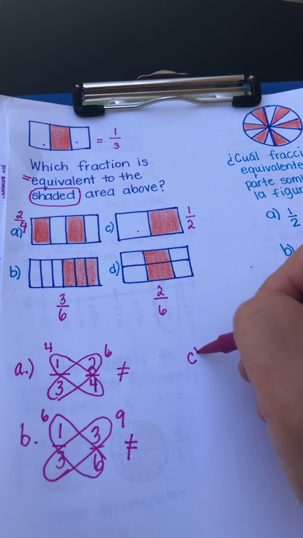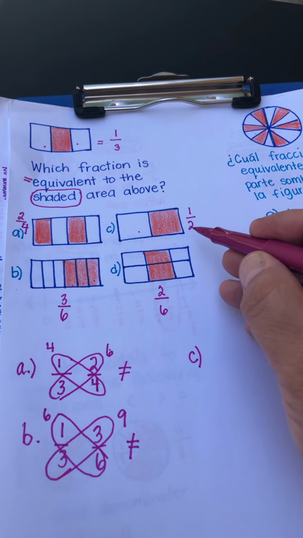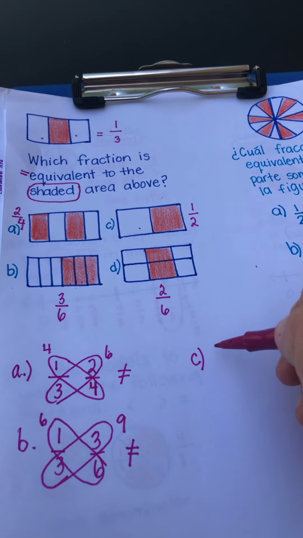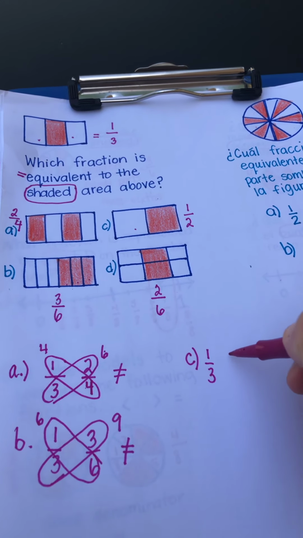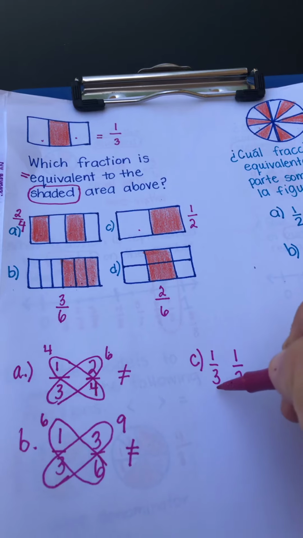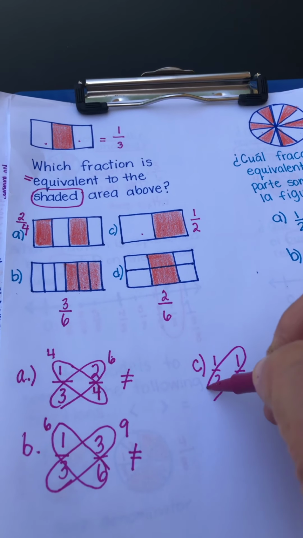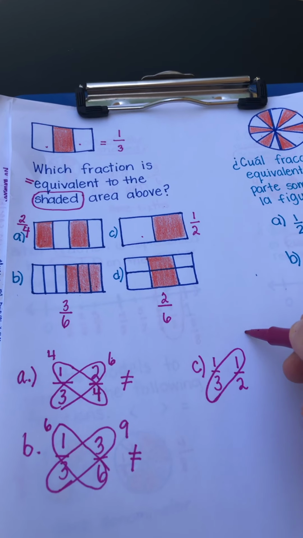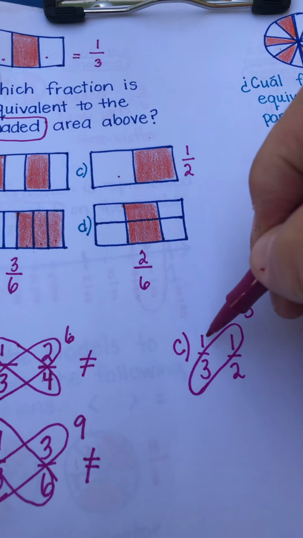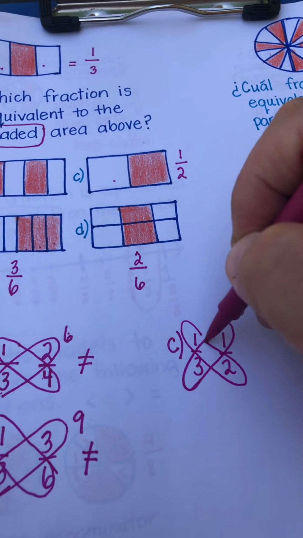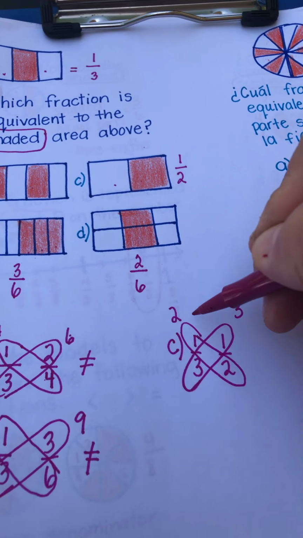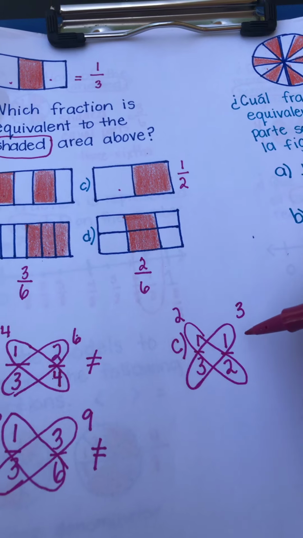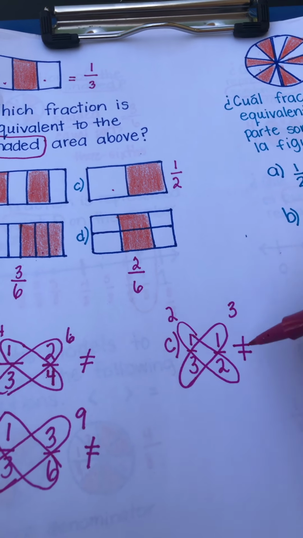So now let's try C. For C, I have 1/2. So I'm going to compare 1/3 to 1/2 and do the butterfly method. 3 times 1 is 3. 1 times 2 is 2. Is my 2 equal to 3? No, it is not. So they are not equal.